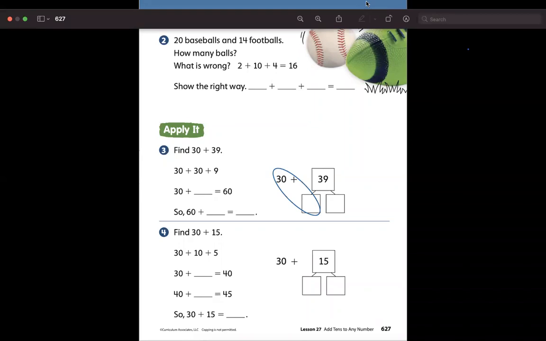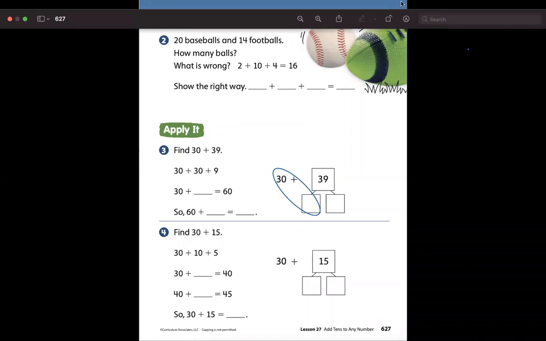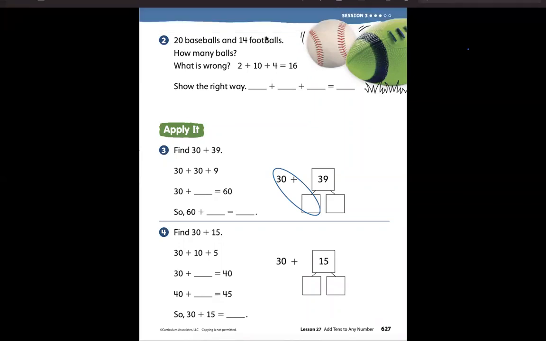Lesson 27, session 3, page 627. We are working on adding tens to any number.